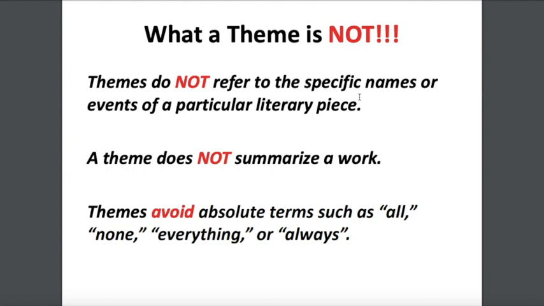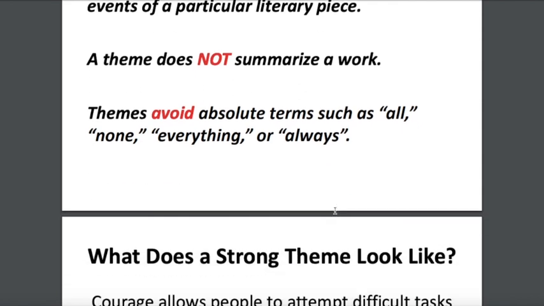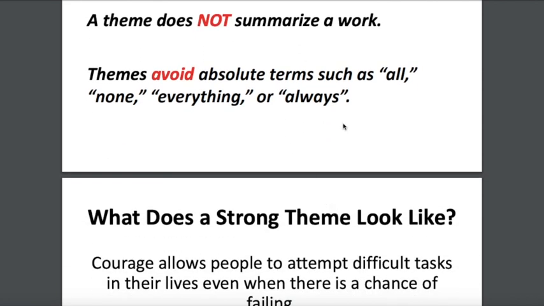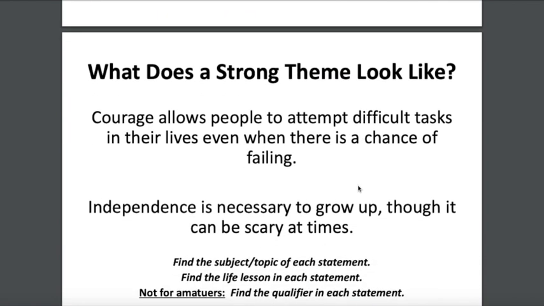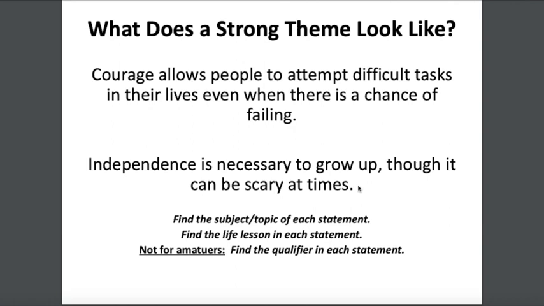Themes do not refer to the specific names or events of a particular literary piece. It also does not summarize a work. Summary is a separate thing that is important to help develop a theme. However, it should not be part of a theme. Themes avoid absolute terms such as all, none, everything, or always, because themes, like human life, recognize that life is complex and that much of what the human experience involves degrees.